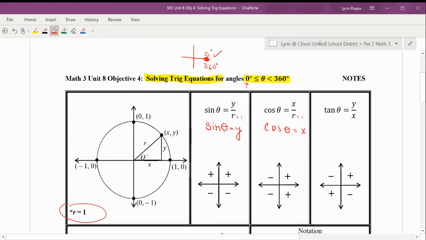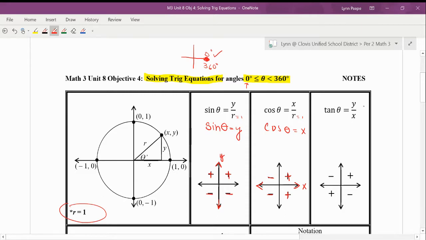And then also just reviewing, because sine is the y value, when we go up on the positive y-axis, that is where sine is going to be positive. And if we go down on the y-axis, that will be where sine is negative. And for cosine theta, because cosine theta is the x value, when we go in the positive x direction, that is where cosine will be positive. And when we go in the negative x direction, cosine is negative. And that will come into play to help us for the solving.